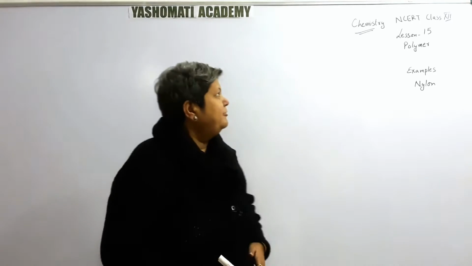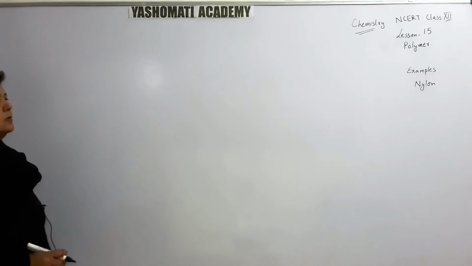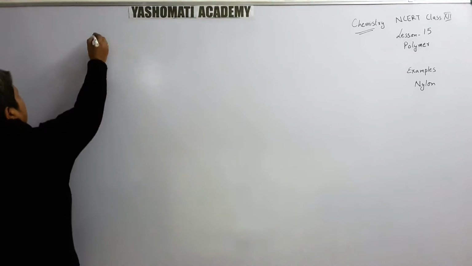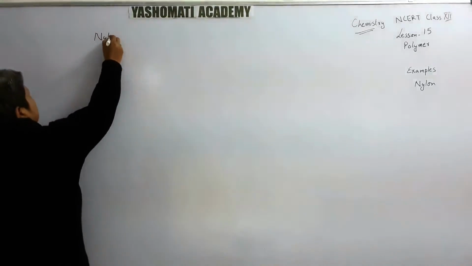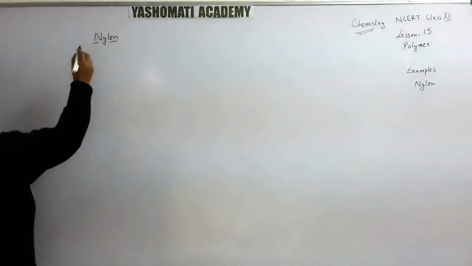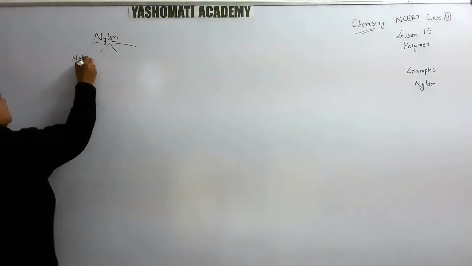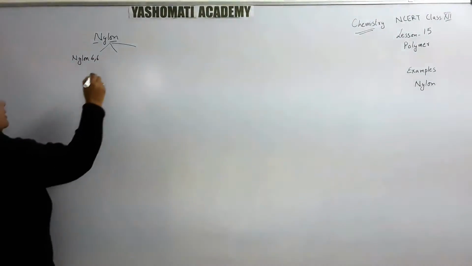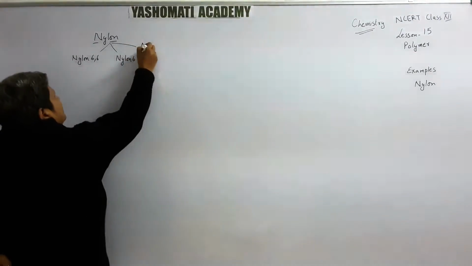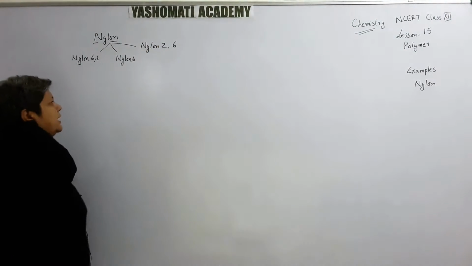We are doing lesson number 15, polymers, for class 12 NCERT chemistry. So today we will be doing some examples of fiber nylon. Nylon fiber is of three different types. These three different types are nylon 6/6, nylon 6, and nylon 2/6, which is also called nylon 2, nylon 6.